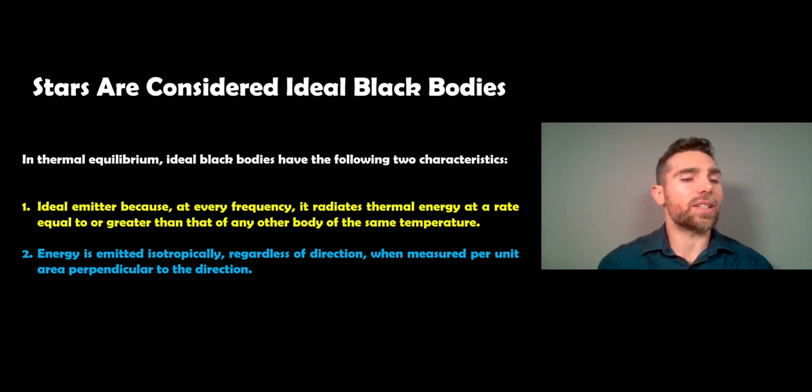It also means that the energy is emitted isotropically. So if you were anywhere around the star, if you were behind the star, or to the side, you should get the same sort of measurement really. So it's not really dependent on where you're measuring from. It should be equally emitted all the way around essentially.